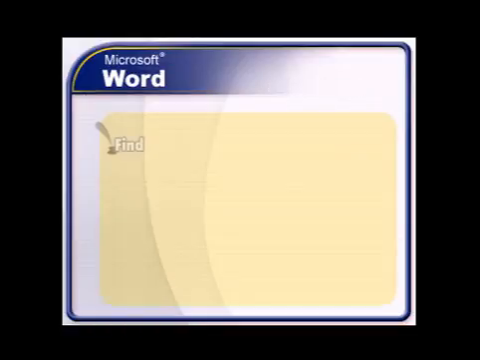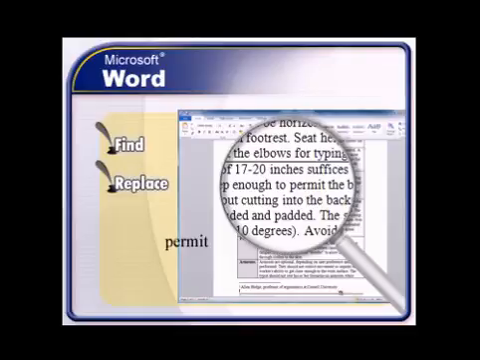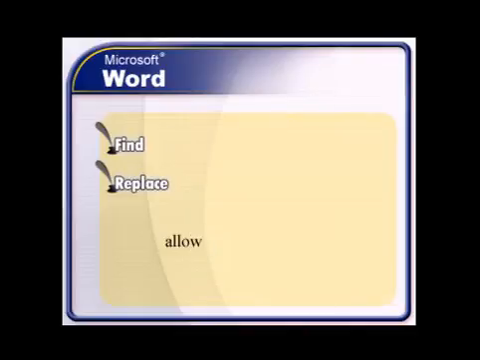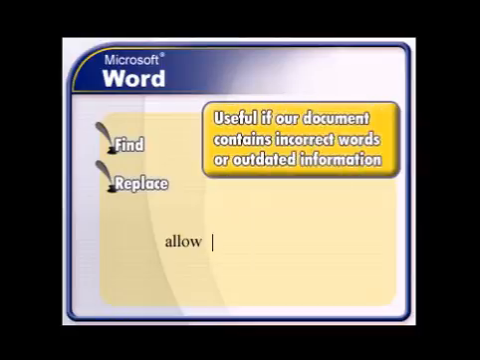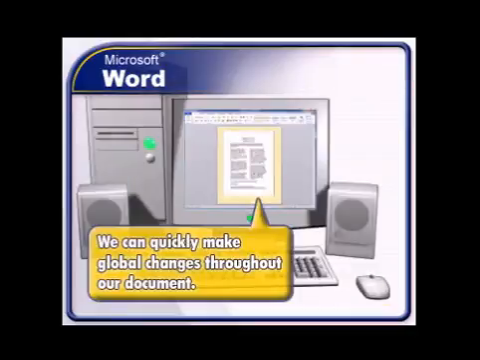Word has two features, Find and Replace, which allow us to search for a word or a phrase and replace it with a different one of our choosing. This is useful if our document contains incorrect words or outdated information. With a few keyboard and mouse clicks, we can quickly make global changes throughout our document.